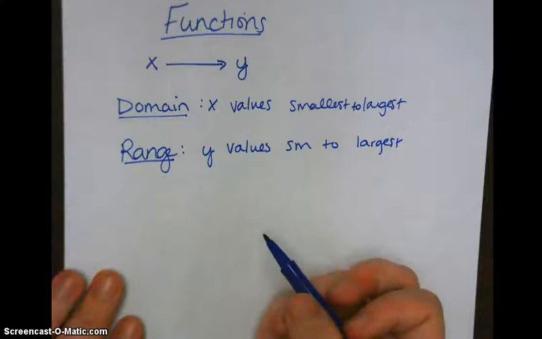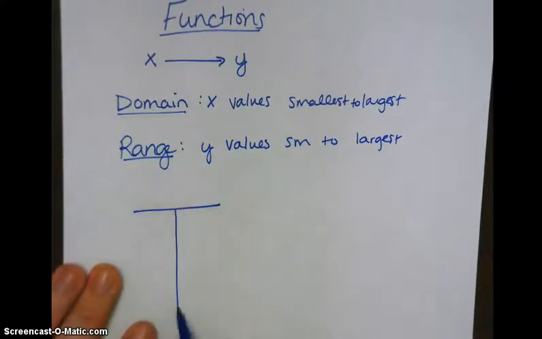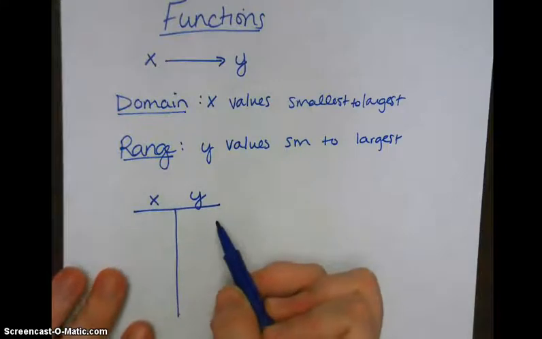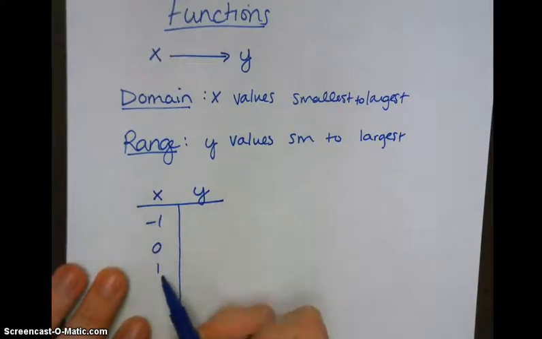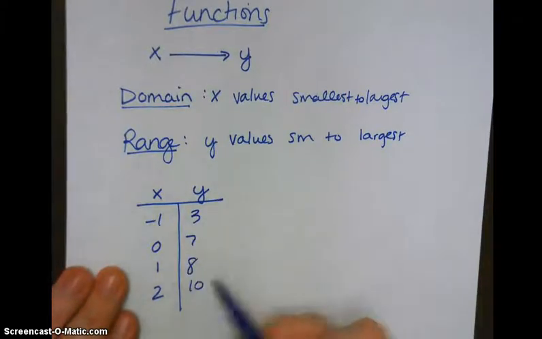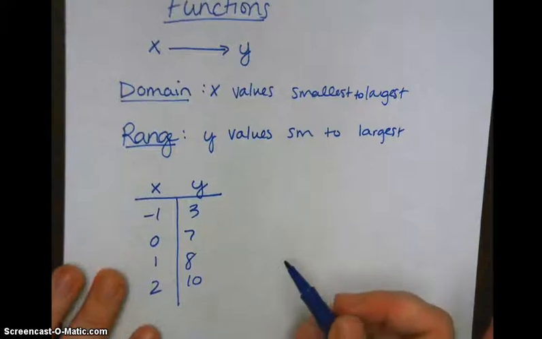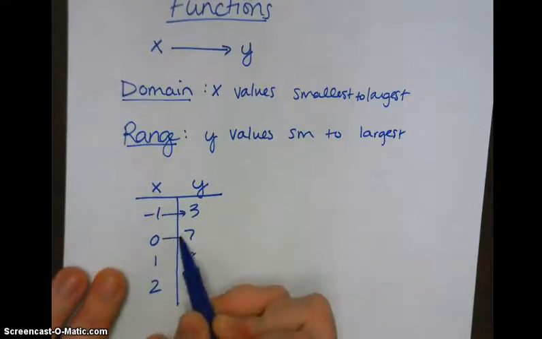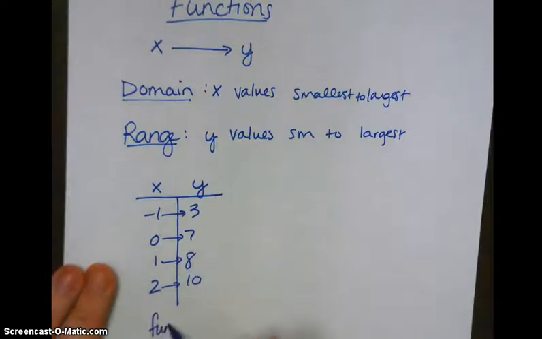So, if we were to look at a table, we would tell that something was a function because for every x value, there can only be one y value. So if I were to have the following table, I could look at it. I'm not looking for proportionality at this point. I'm just looking to see that every x value only has one y value. So this table represents a function.